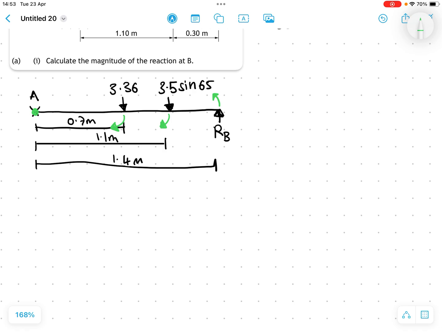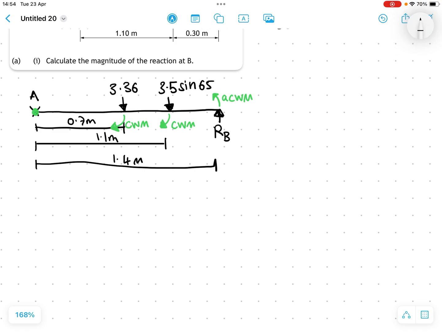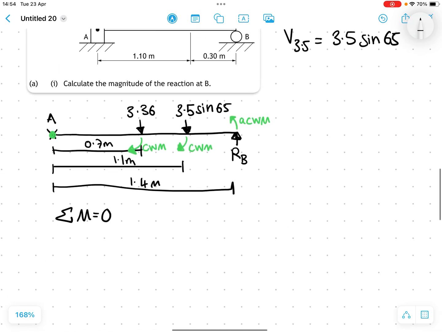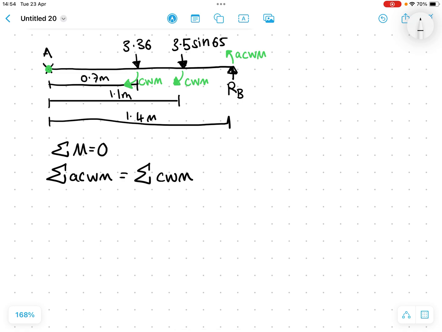And so that means the 3.36 is going to be giving me a clockwise moment, 3.5 sine 65 is going to be giving me a clockwise moment, and RB is going to be giving me an anti-clockwise moment. So when I now write out my equation that the sum of moments is equal to 0, I'm going to say that the sum of anti-clockwise moments is equal to the sum of clockwise moments. I always order it like that so that I can see my unknown on the left hand side.